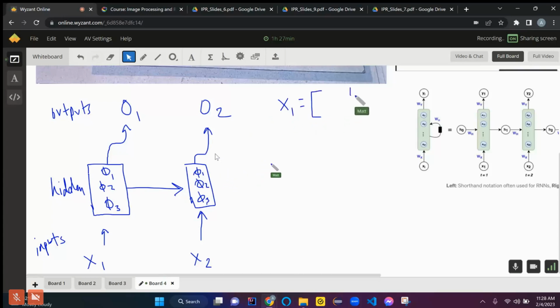Let me just leave some space here. 1, 0, 1, -1. I think what they're implying is that this is T1 and this is time point 2. And I guess what they're saying is run both of those inputs all the way through the network and compute both outputs for both X's. That's the best I'm able to work out.